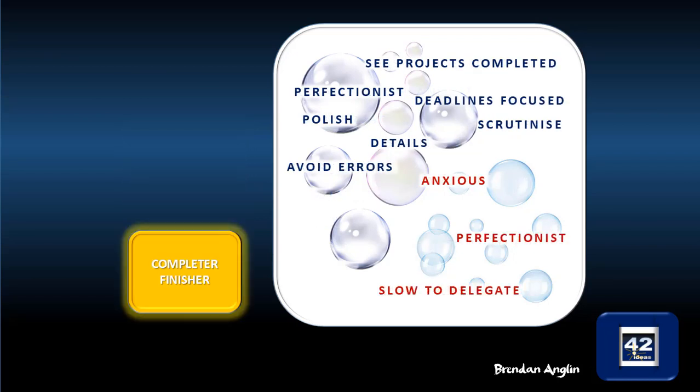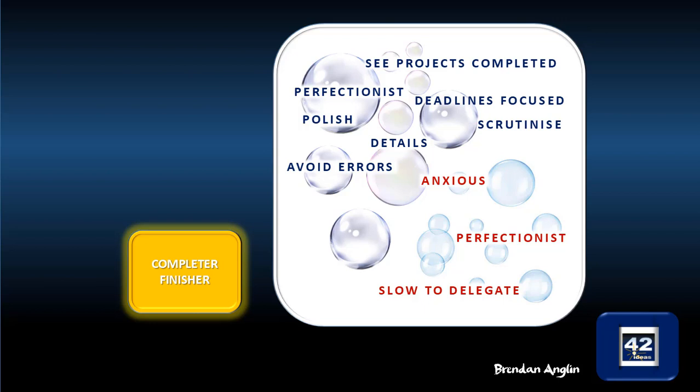The last role here, especially in the action group, is a completer finisher. They make sure that projects are completed. They can be perfectionists. They're focused on deadlines. They're scrutinizing the final results. They're polishing the final project. They're looking at the detail, and they're very focused on avoiding errors.